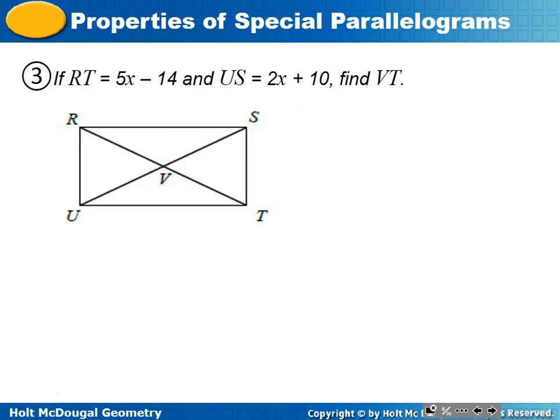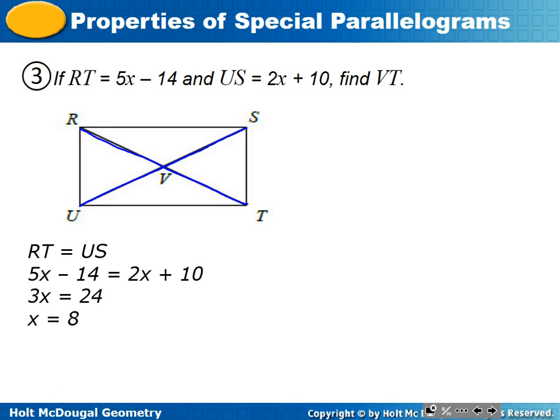All right, number 3, it says if RT is equal to 5x minus 14 and US is equal to 2x plus 10, find VT. Let's look at RT first. RT is a diagonal and US is a diagonal. Again, we know this is a rectangle, so the diagonals would be congruent. So we're going to set RT equal to US. We're going to plug our equations in. We're going to subtract the 2x from the 5x and add the 14 to the 10. That's going to give us 3x is equal to 24. Going to divide both sides by 3. So x is equal to 8.